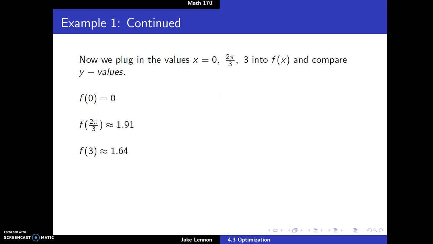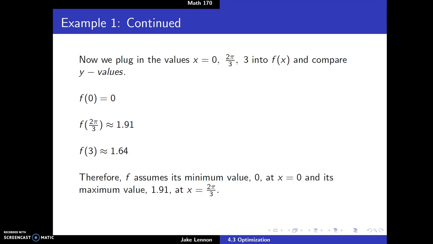So plug them in, and we get the three y values: 0, 1.91, and 1.64. So that's going to make 0 the min. So the min, we say, occurs at x equals 0 and has value 0. So the min occurs at the x value and has value, whatever the y value happens to be. And the max is going to occur at 2 pi over 3, and it's going to have value 1.91. So that's what I said here. F assumes the minimum value of 0 at x equals 0 and its maximum value 1.91 at x equals 2 pi over 3. So again, we see, as we do many times, we're using the derivative of the function to actually give us information to tell us something more about the function.